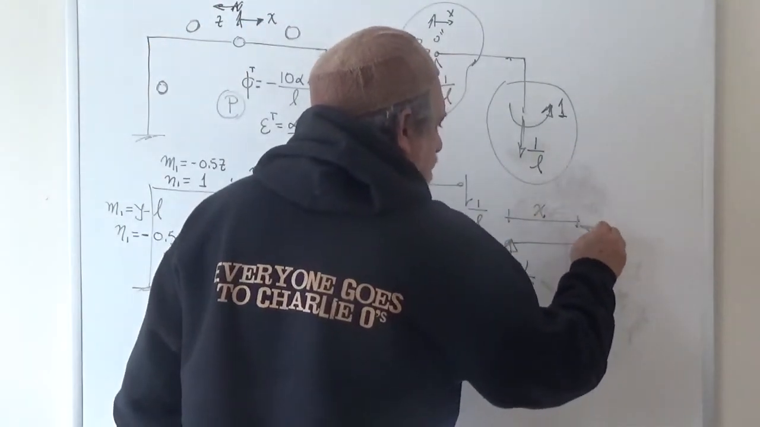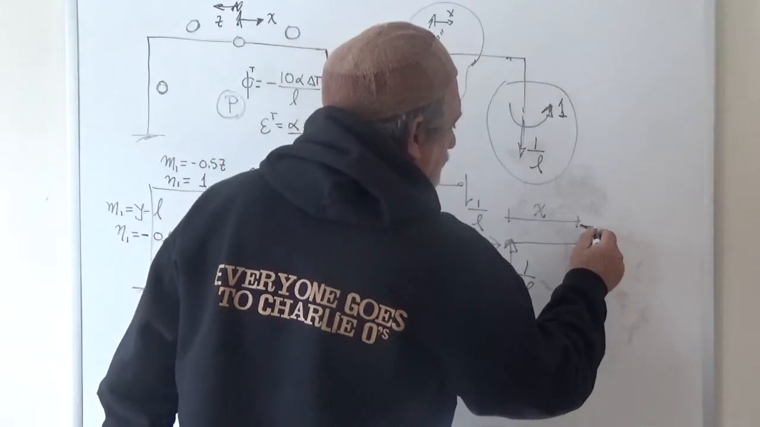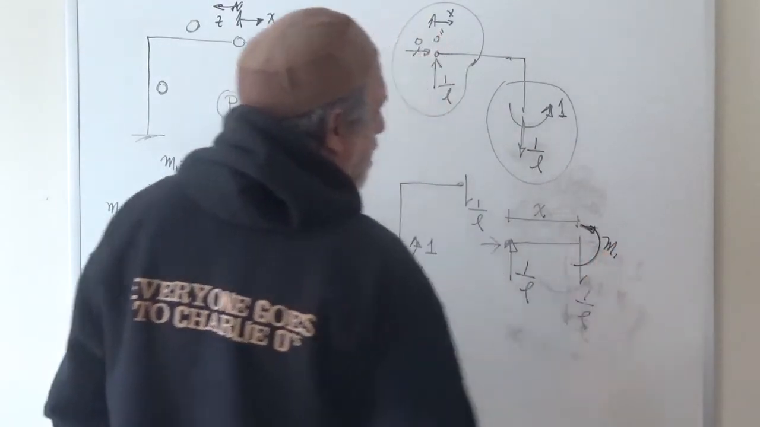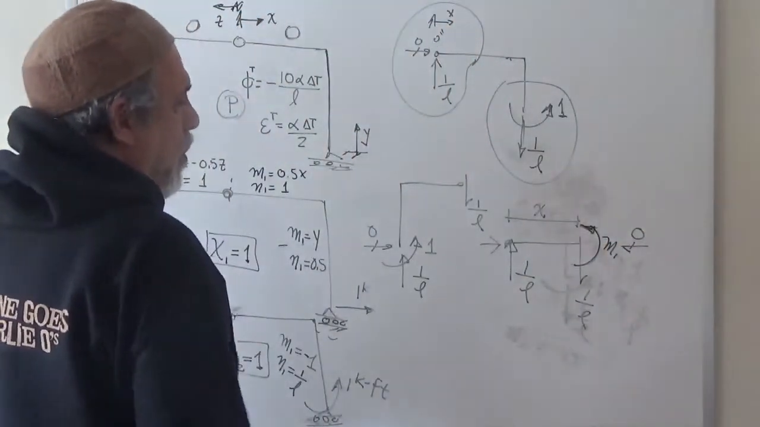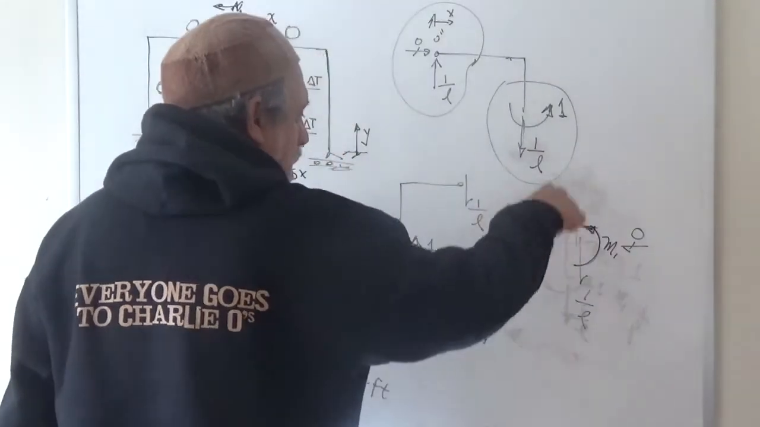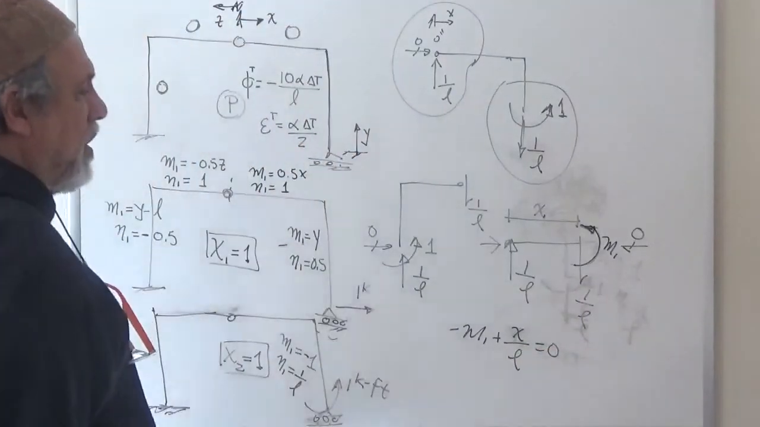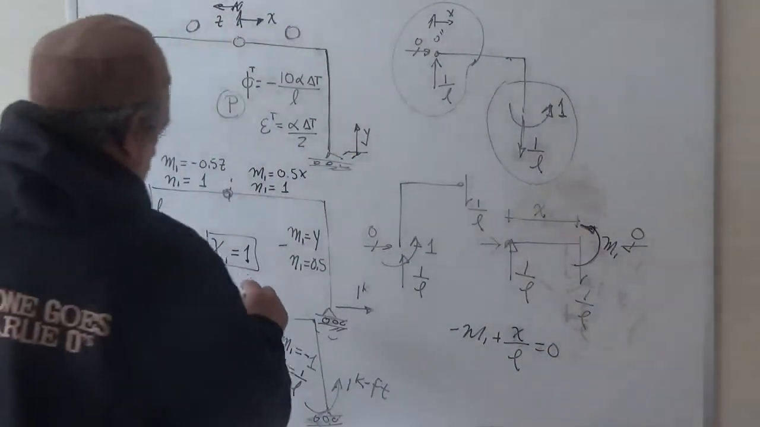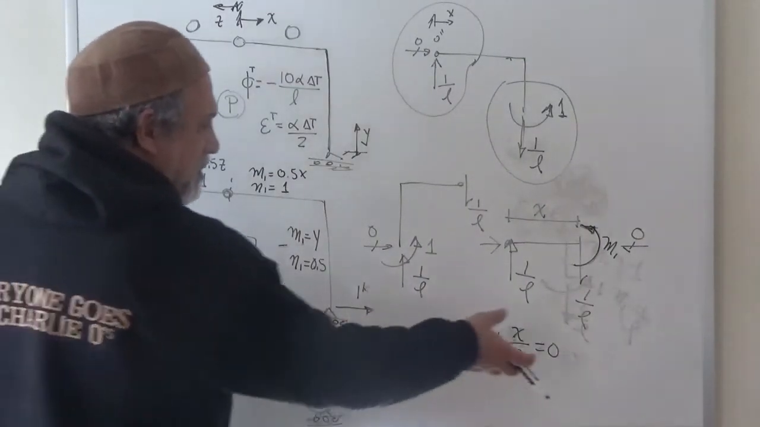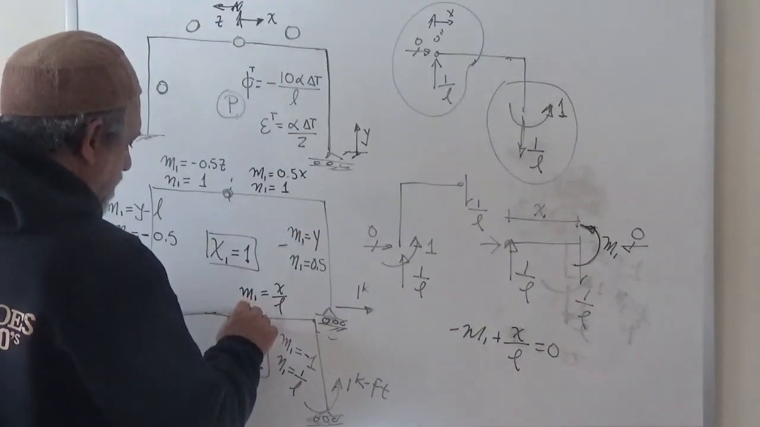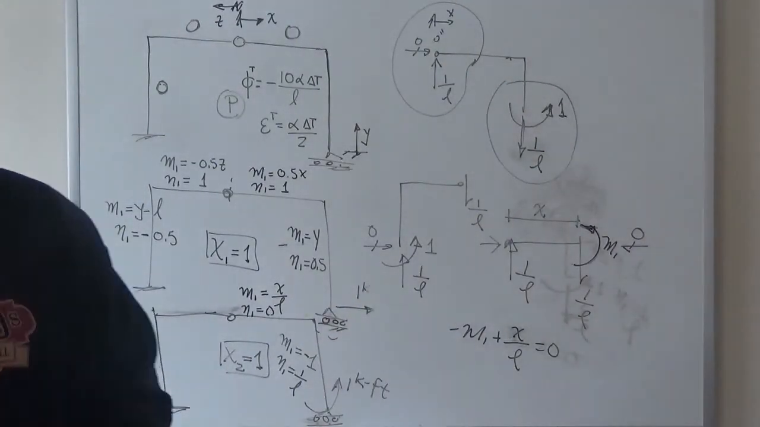My sign convention for the moment here must be that way in order for it to be compression on the top, so I don't have to remember. So I have something like this, and this is my M1. And so I have nothing horizontal here. And so summing moments, I get minus M1 plus x times 1 over L is equal to 0. And therefore M1 is x over L. So we go to this bar and we say over here M1 is x over L, positive, and N1 is 0. And we've done half the structure on that side.